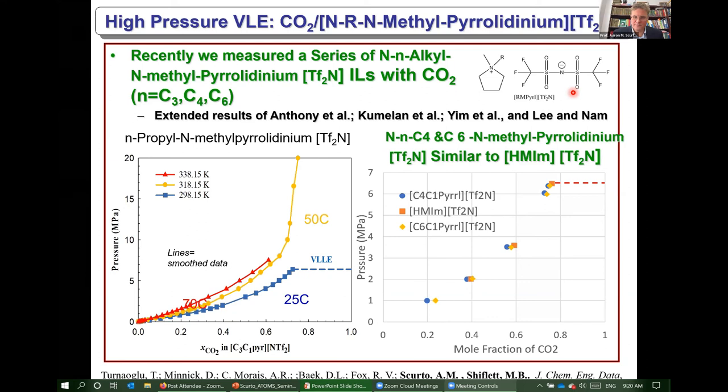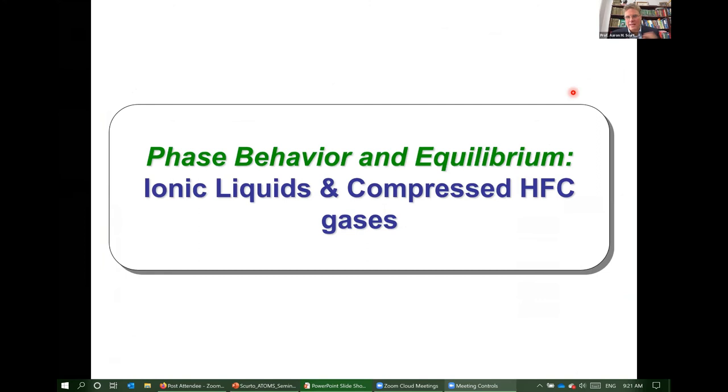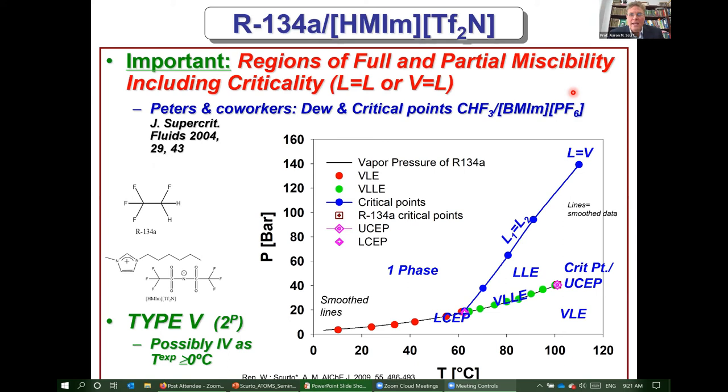So now I'd like to transition to another gas, that being 1,1,1,2-tetrafluoroethane, which I'll abbreviate on almost all these slides as R134A. This particular gas is a much more polar gas, and we can see what this idea of polarity does to both the phase behavior and the phase equilibrium. So here's R134A with this model ionic liquid, HMIM-TF2N.